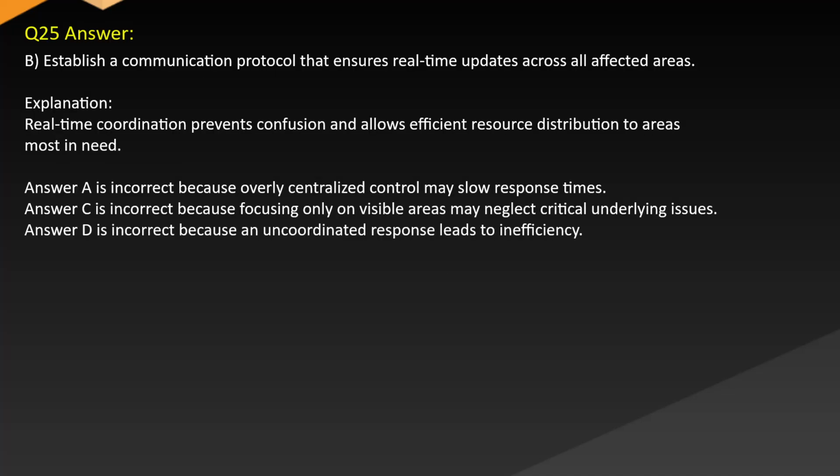Answer: B. Establish a communication protocol that ensures real-time updates across all affected areas. Explanation: real-time coordination prevents confusion and allows efficient resource distribution to areas most in need. Answer A is incorrect because overly centralized control may slow response times. Answer C is incorrect because focusing only on visible areas may neglect critical underlying issues. Answer D is incorrect because an uncoordinated response leads to inefficiency.